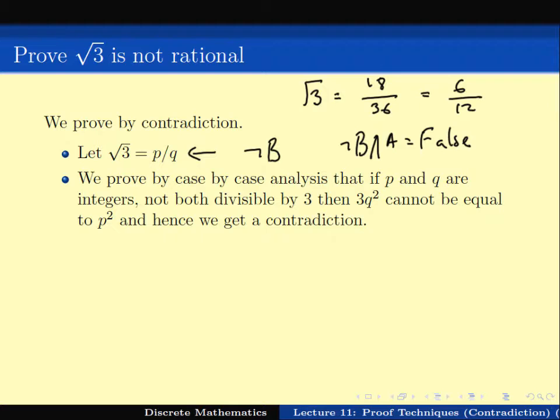Of course, that is not true because this number is equal to half. But the idea is that if square root 3 is a rational number, I can always write square root 3 as p by q, where both p and q are not divisible by 3. That means one of them can be divisible by 3, but not both of them. Both of them cannot be divisible by 3 at the same time.